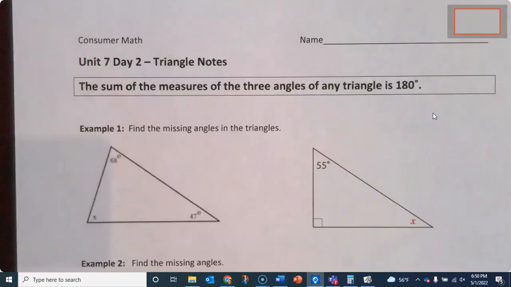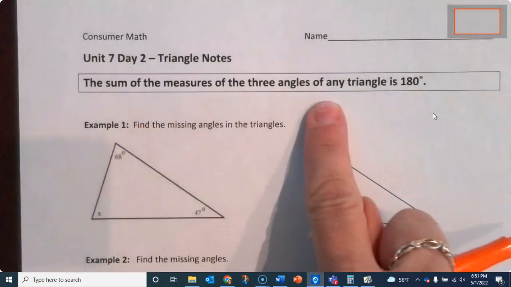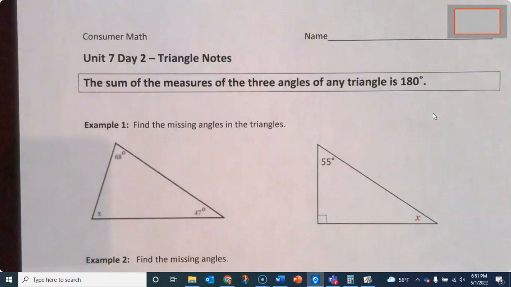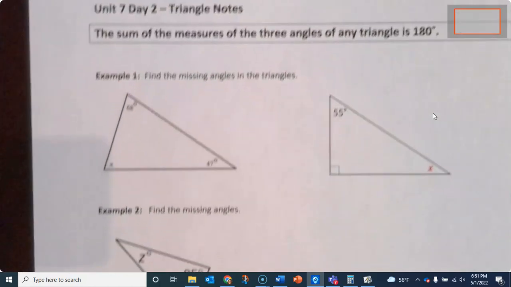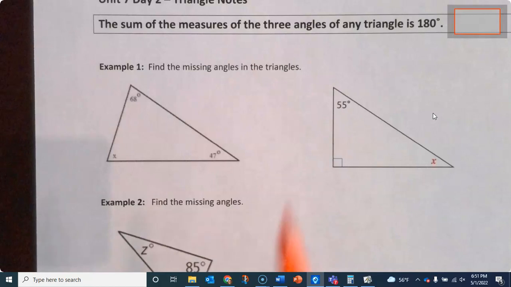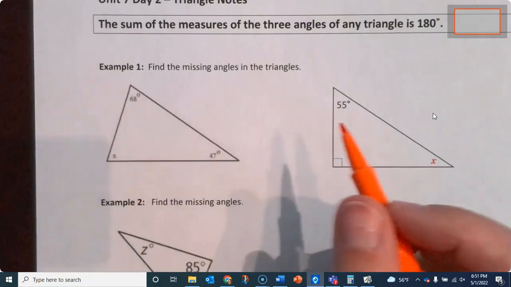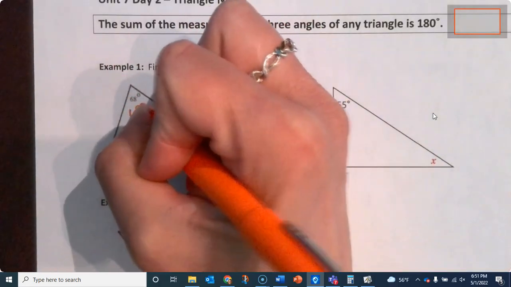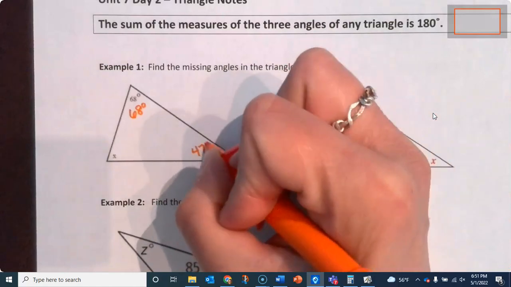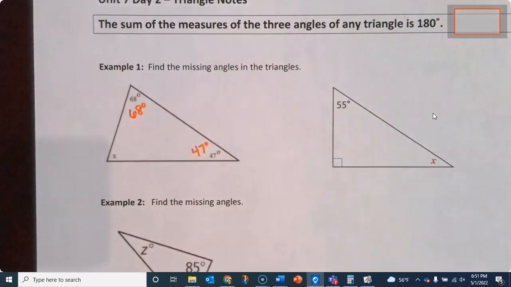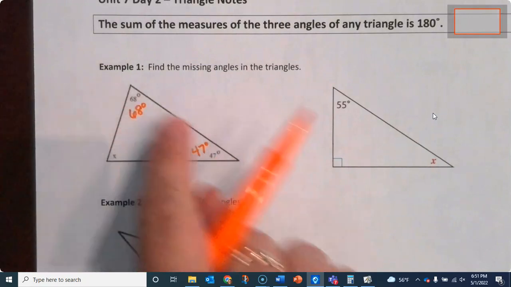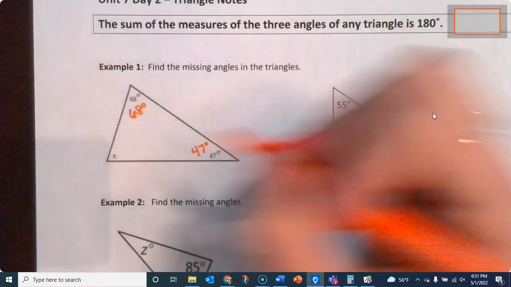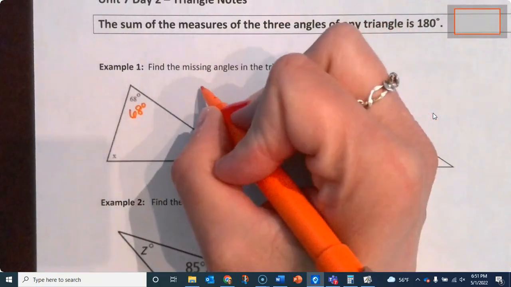One thing, like the most important thing I think we teach in geometry, is that the sum of the measures of the three angles of any triangle add up to be 180 degrees. So with the first example here, it says, find the missing angles in the triangles. So knowing that all three angles of a triangle add up to be 180, and I'm sorry these pictures came out a little blurry. If you can't see, this is 68 degrees and this is 47 degrees. If you know two angles of a triangle, you can find the third one by subtracting the two that you know from 180. Whatever's left over is your missing angle.